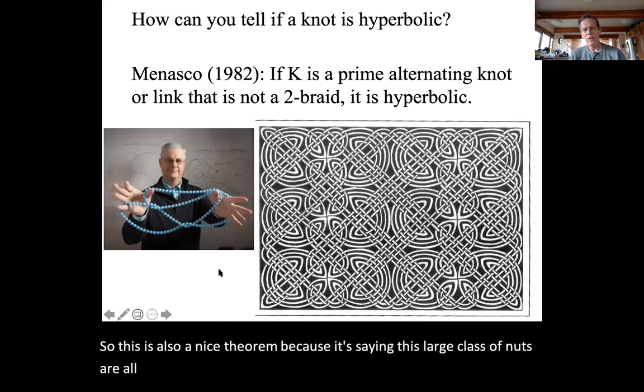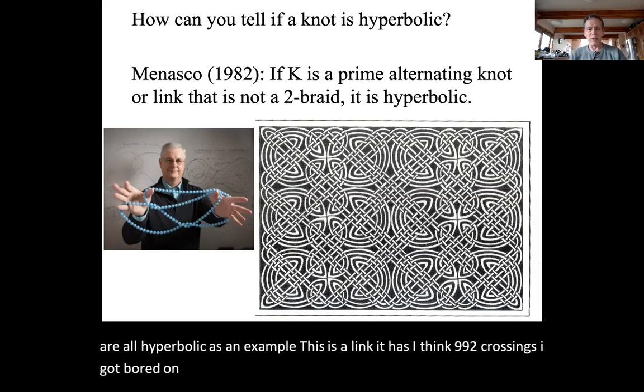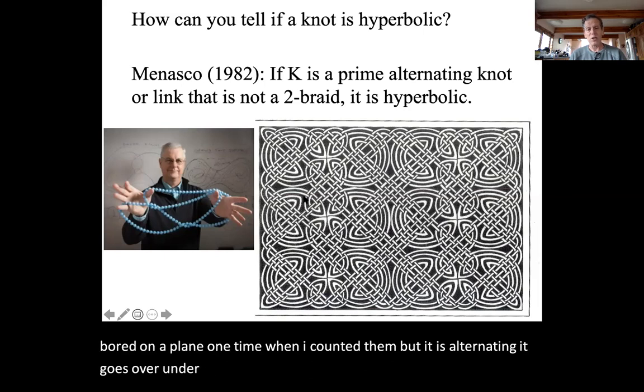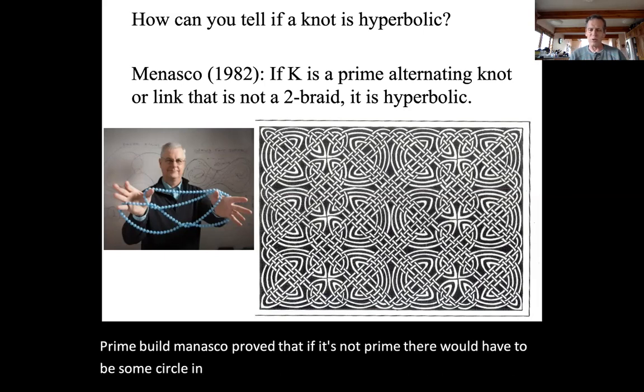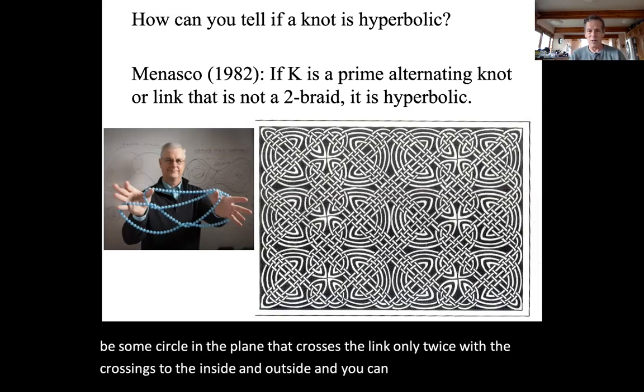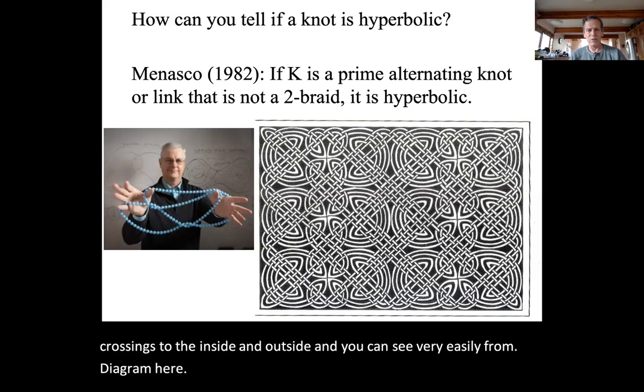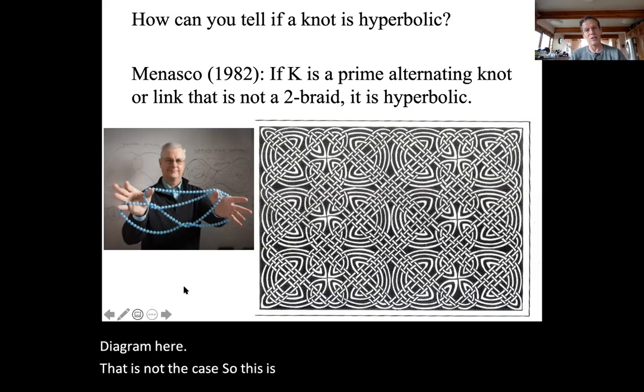As an example, this is a link. It has, I think, 992 crossings. I got bored on a plane one time and I counted them, but it is alternating. It goes over, under, and it turns out you can also tell that it's prime. Menasco proved that if it's not prime, there would have to be some circle in the plane that crosses the link only twice with the crossings to the inside and outside, and you can see very easily from the diagram here that that is not the case. So this is a hyperbolic link, just in case you ever need to know that.